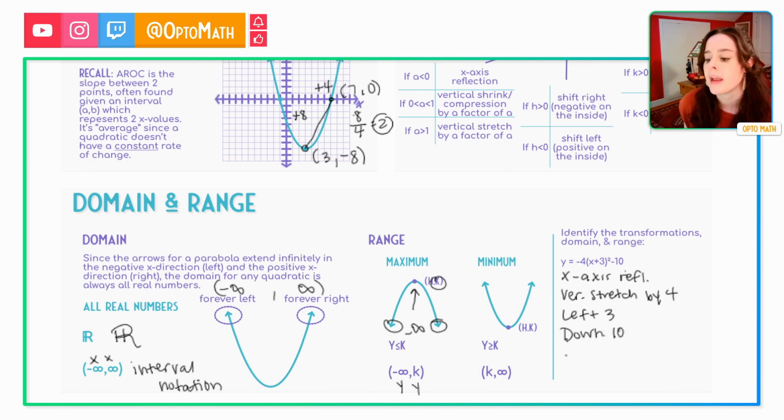Okay, so let's do our domain. Remember, domain is always the same. It's always all real numbers. And I just chose to write it that way. I think that's maybe a little easier than writing the words or the interval notation.